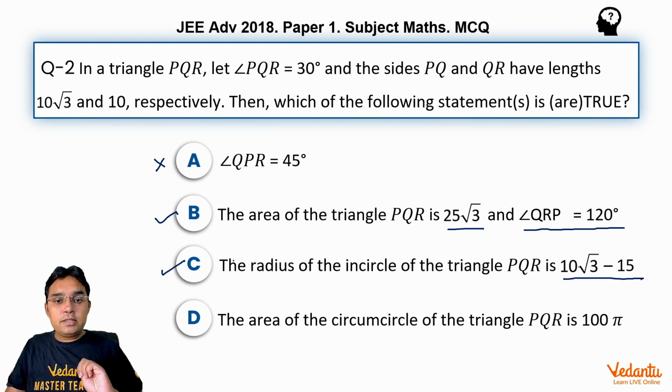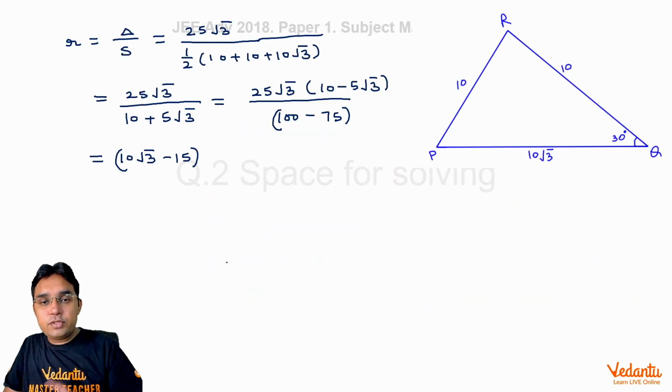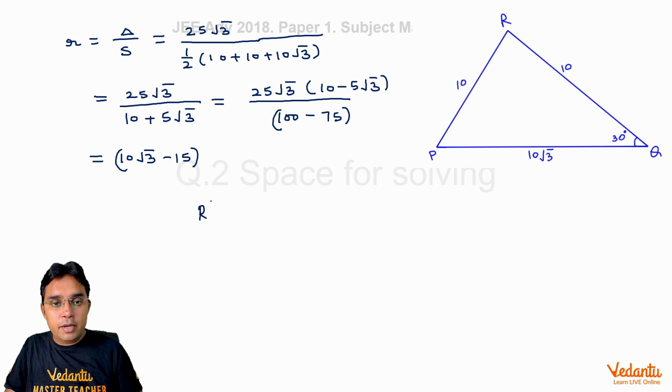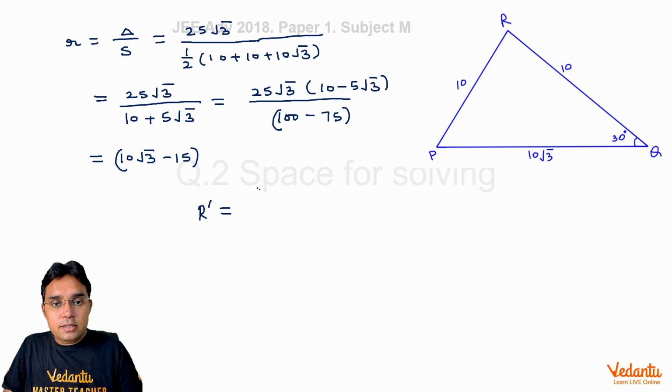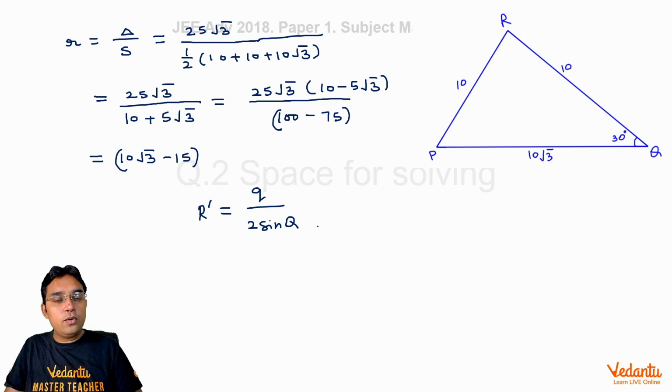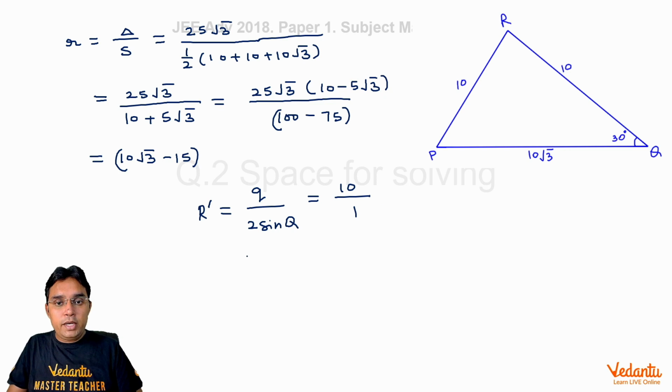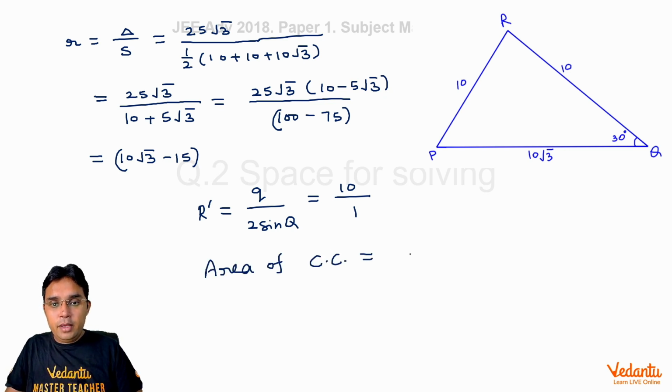Now the fourth option is to find the area of circumcircle of triangle PQR. Now to find the area of circumcircle, let us first find the circumradius R dash. R they have already used, so R dash. This I can write as Q upon 2 sine Q. Direct use of sine rule. Q is the side opposite to Q, which is 10, upon 1 because sine 30 is half. So R dash or circumradius comes out to be 10. So the area of circumcircle will be pi into 10 square, which is 100 pi.